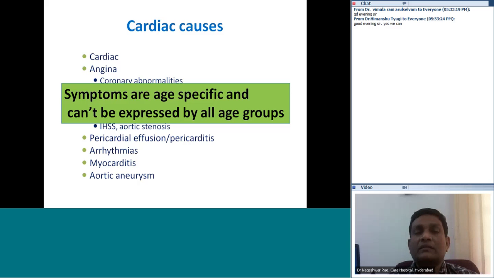The sensible way of telling the symptoms usually will be after 7 years of age. So whenever you are taking history, if you want a definitive history of chest pain, the child should be a minimum of 7 years. Between 3 to 7 years of age, they will tell vaguely that they have a problem here, that may be chest pain, discomfort, dyspnea, or palpitation. You will get some idea, but you are not sure that it is going to be chest pain. So symptoms are age specific and cannot be expressed by all age groups. You have to come to an understanding that this child may be having chest pain at the end of the day. So let us see some case examples today.